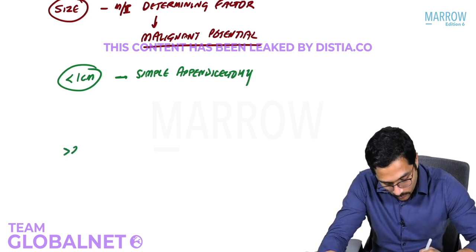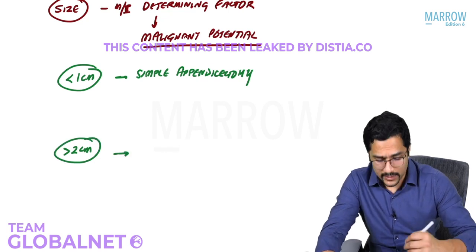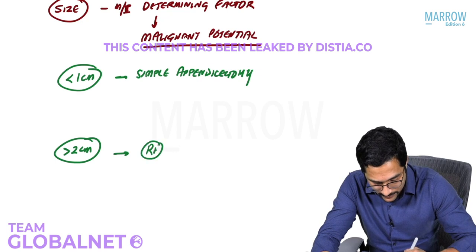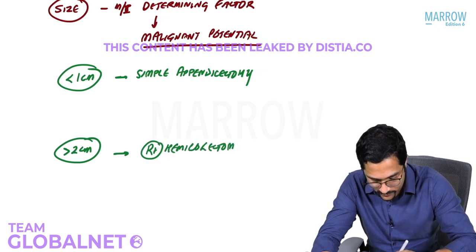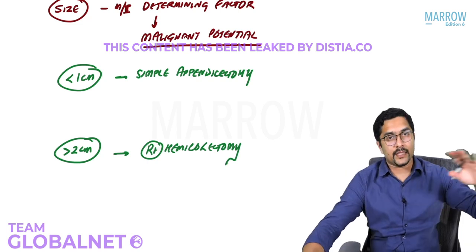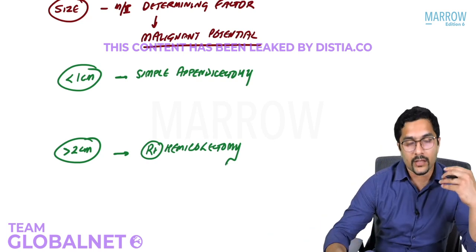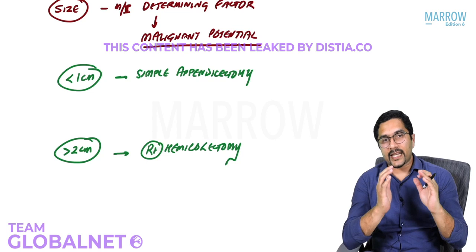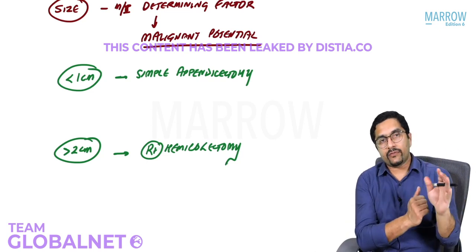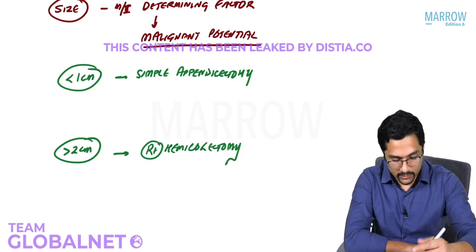If the size is more than 2 centimeters, we have to carry out a right hemicolectomy. This I've already told you in that module. So this is an update on the size. Earlier it was less than 2 centimeters, we just do an appendicectomy. More than 2 centimeters, we carry out a right hemicolectomy. But now in Sabiston, they have further segregated. Less than 1, we are definitely doing just an appendicectomy. More than 2, we will do right hemicolectomy.